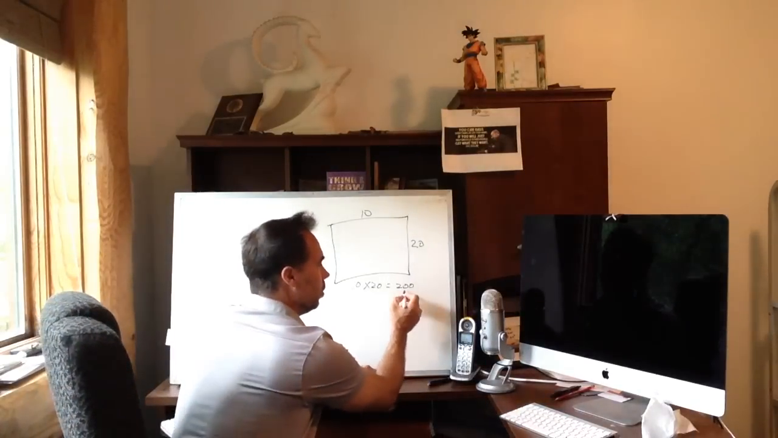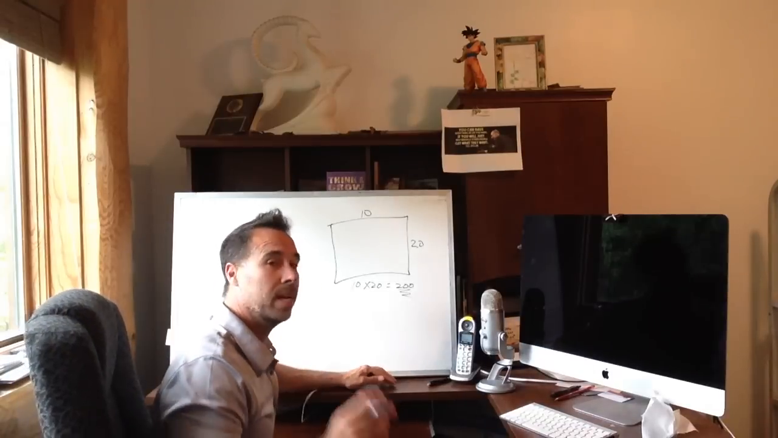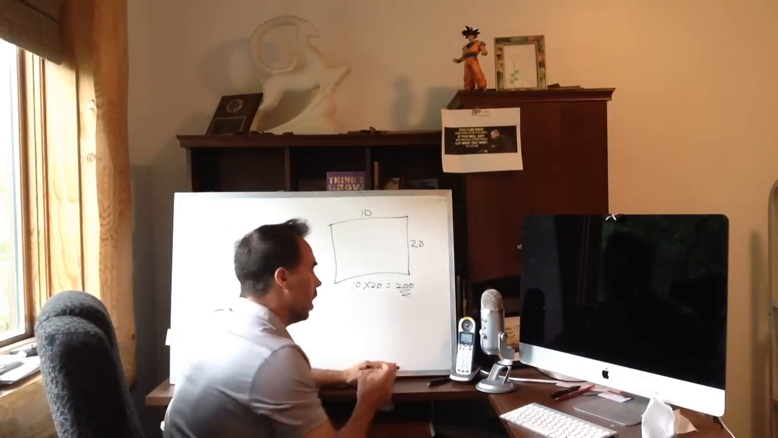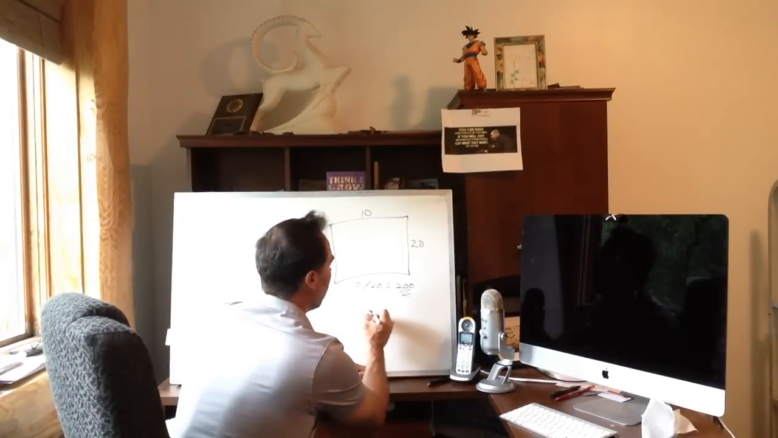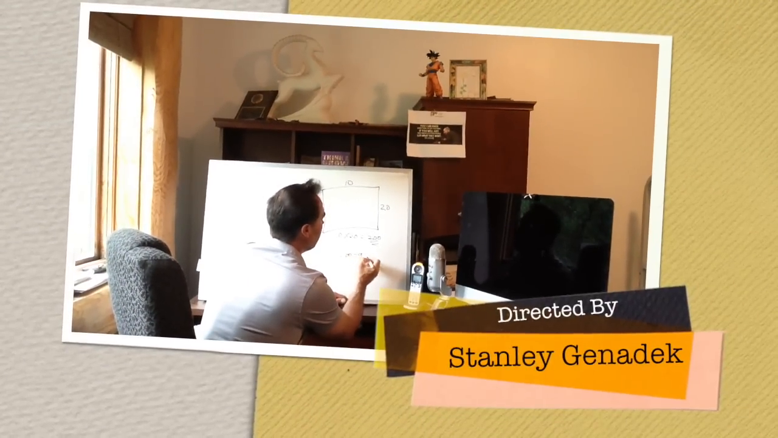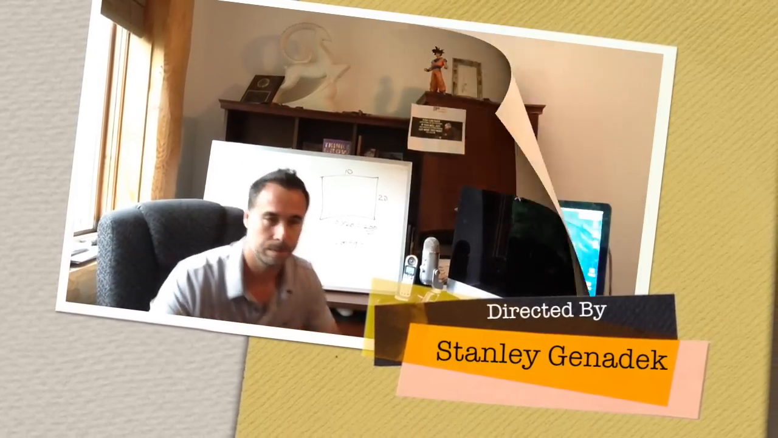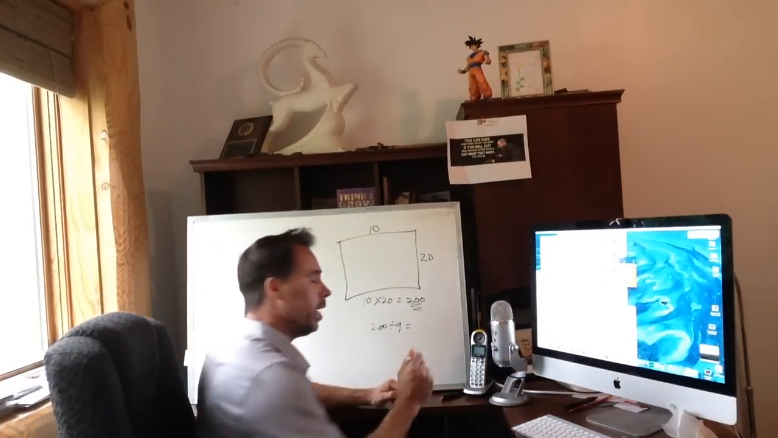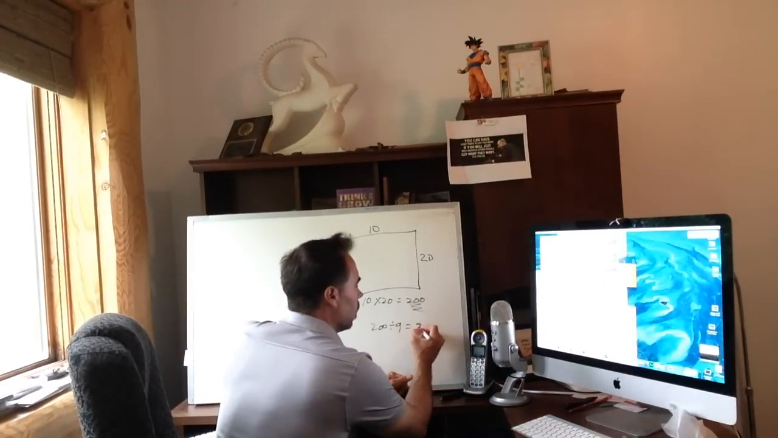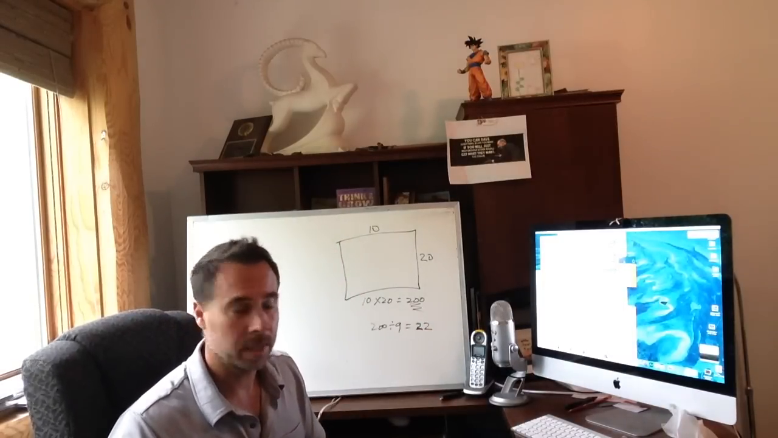What you do with that is you have to convert this number over to square yards, because that's how sod comes, in a square yard. So then you take 200 and divide that by 9. So once you've divided it by 9, that gives you 22 square yards. And it's as simple as that.